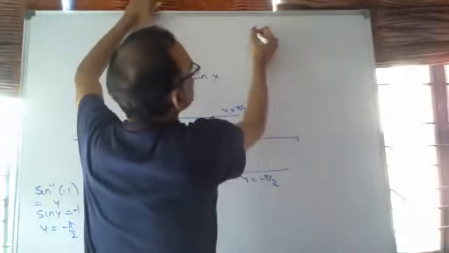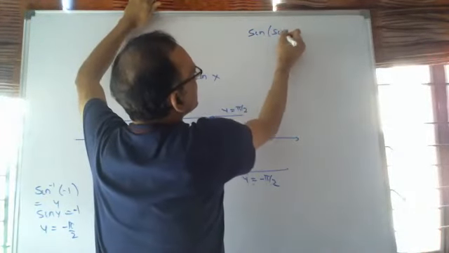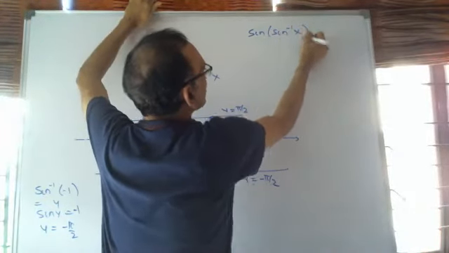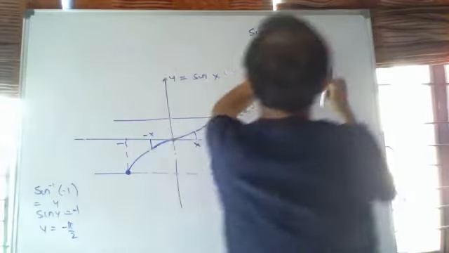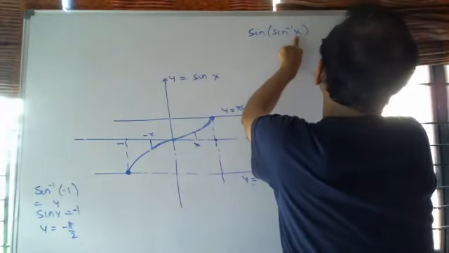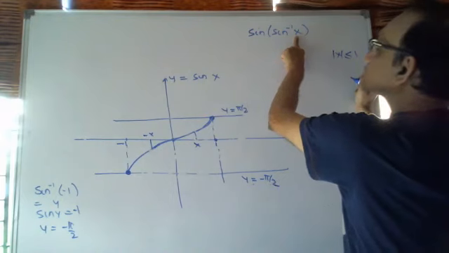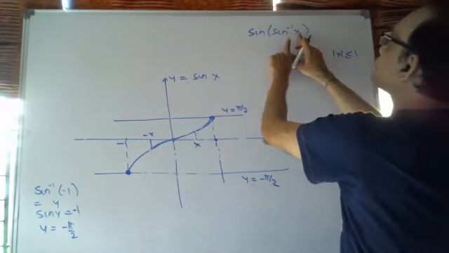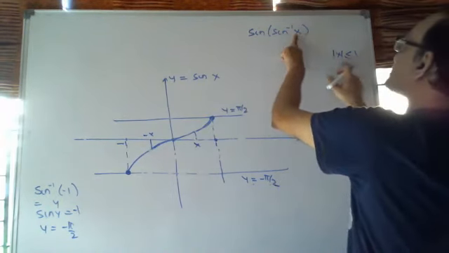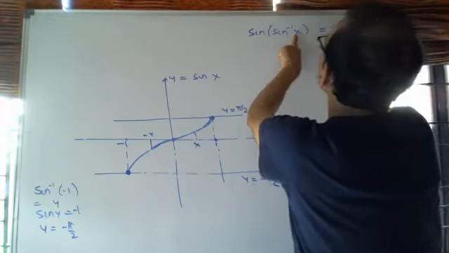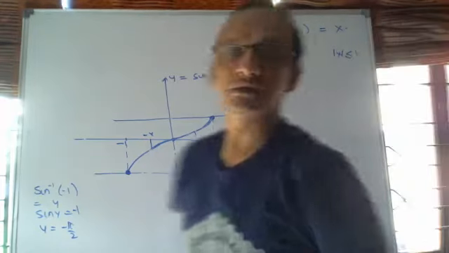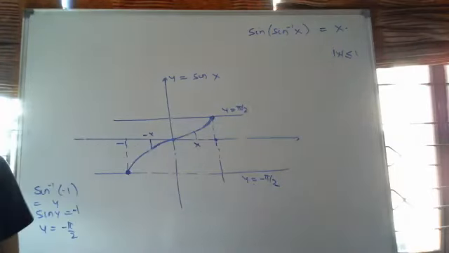Now, if somebody says sine of sine inverse x, first of all, this will be defined if x is numerically less than 1. Otherwise, sine inverse x will not be defined if x doesn't belong to this interval. This will always be x. Sine of sine inverse x will also always be x.